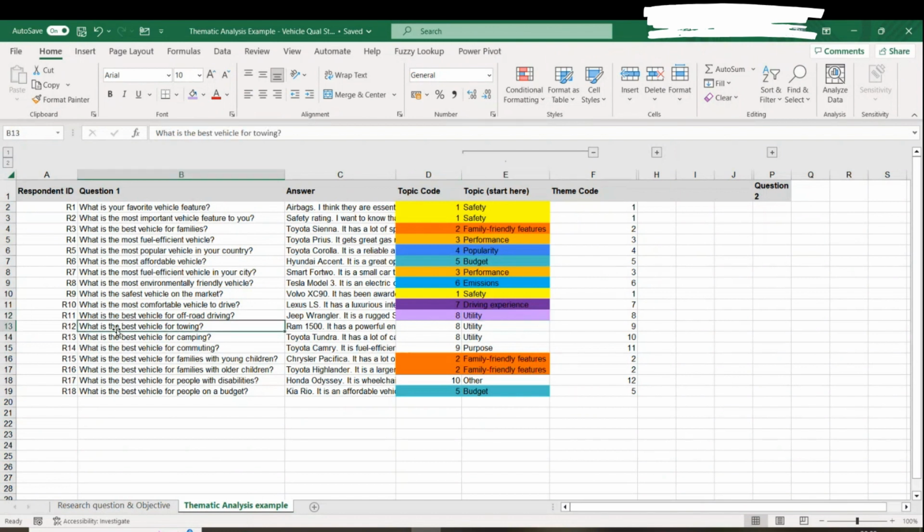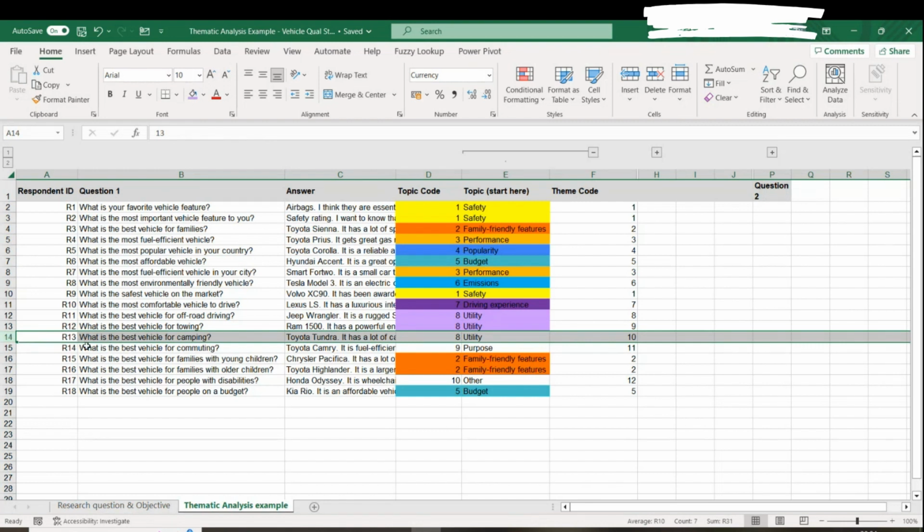The next respondent, we asked what is the best vehicle for towing. They said the Ram 1500. It has a powerful engine and a strong towing capacity. So it has a strong engine and a towing capacity, and it's good to drive as well. So it's also a utility car, although you only asked about towing, but from what the person is saying, it's good for towing and it has a powerful engine as well. So it's a utility vehicle that's also used for daily driving.